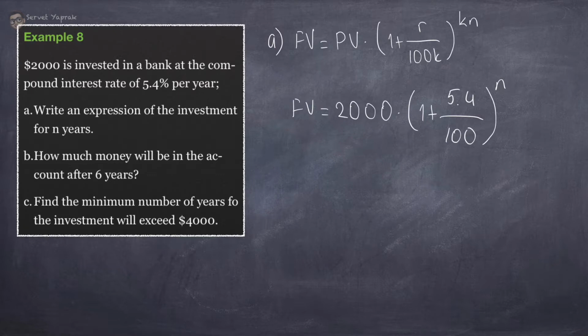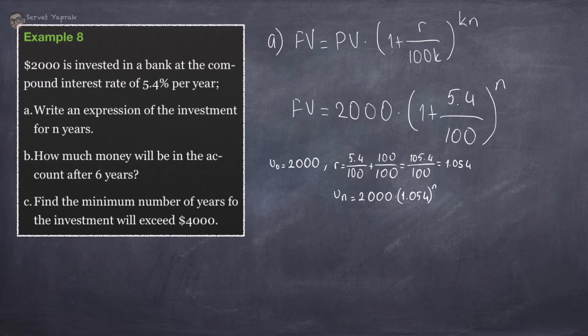Or you can model it as a geometric sequence as we did in the previous example. We can say that the zero term is $2,000. Common ratio r equals 5.4% plus 100% original amount, 105.4%, or as a decimal number 1.054 is our common ratio. So if we model this as u_n equals 2000 times 1.054 to the power of n.